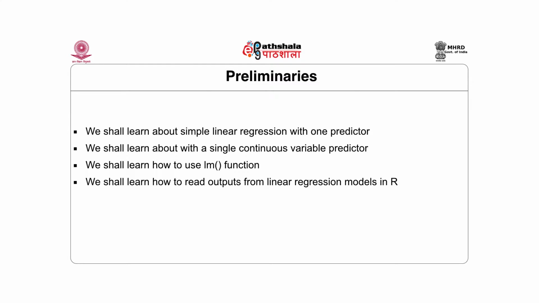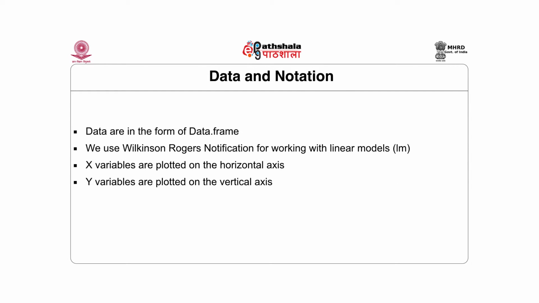So to continue, we're going to learn simple linear regression with one predictor, and we're going to use the LM function. Right. So let's start with some preliminary ideas about data and notation. All the data that we're going to use should be in the form of a data frame. So you can have individual variables, and these variables are coerced into a rectangular data frame, and we shall be using that rectangular data frame in order to run the regressions.